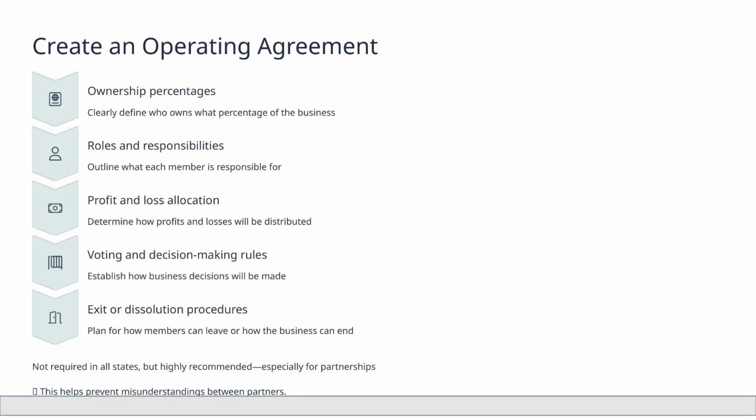If you are forming a partnership or a multi-member LLC, the next step is to create an operating agreement to define ownership percentages, roles, and responsibilities, outline profit and loss allocation, establish voting and decision-making rules, and plan exit or dissolution procedures. While not required in all states, it's highly recommended for partnerships to prevent misunderstandings. An attorney or online legal group can help you write a thorough agreement. I recommend to at least have an attorney review your agreement to ensure all parties' interests are protected.